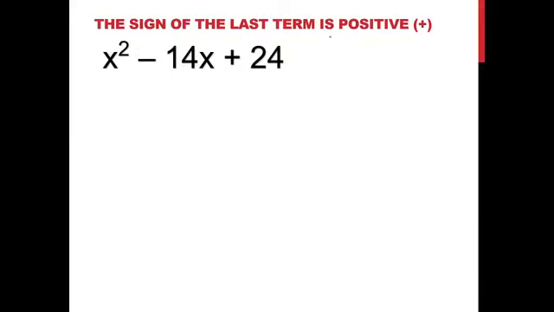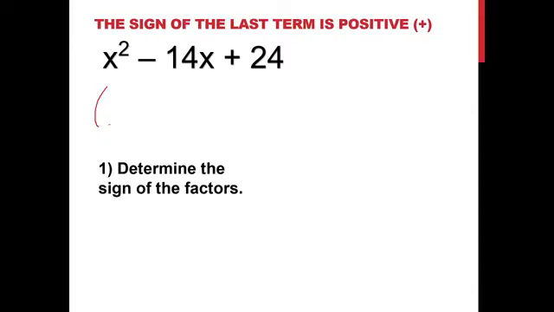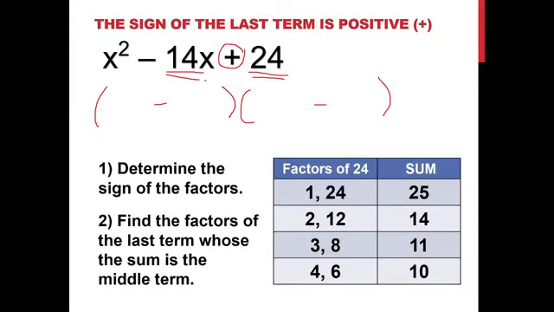Okay, let's proceed to another example. What if the last term is still positive? Okay, determine the sign first. The sign is minus minus, correct. Now, what are the factors of 24? When added, it's 14. That's step number 2. Which factors have a sum of 14?